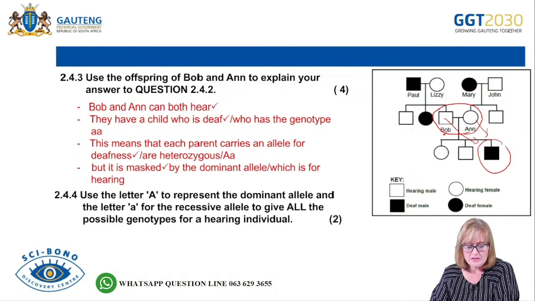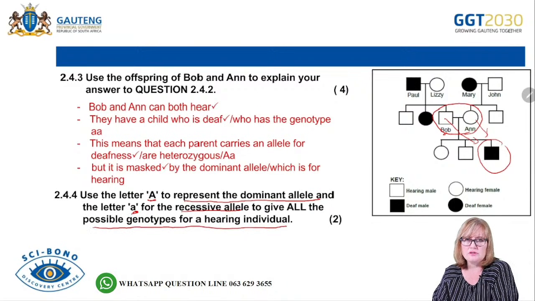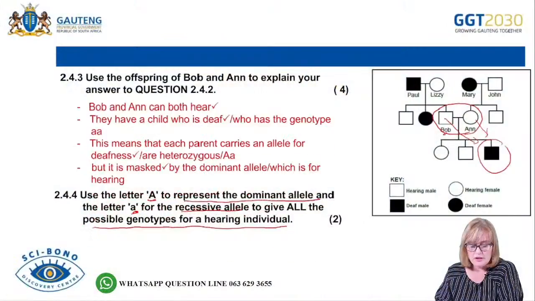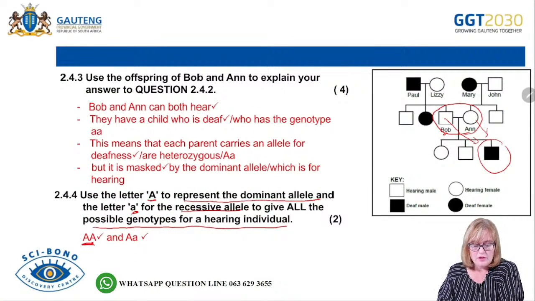characteristic here. Use the letter A to represent the dominant allele and small a for the recessive allele to give all the possible genotypes for hearing individuals. Now, people, when you have a dominant characteristic, there's only 2 ways, and I said that on slide 2. You'll either be heterozygous or homozygous. So easy as that. That's what they are asking you. So you're just going to give them the homozygous, big A, or the heterozygous, big A, small a. It's easy as that. That's what they are asking here. Right.